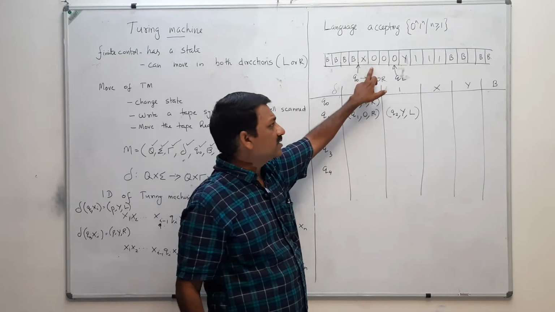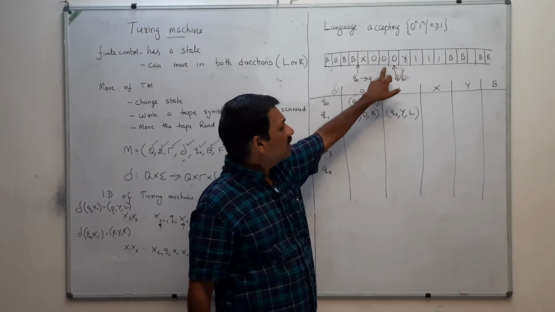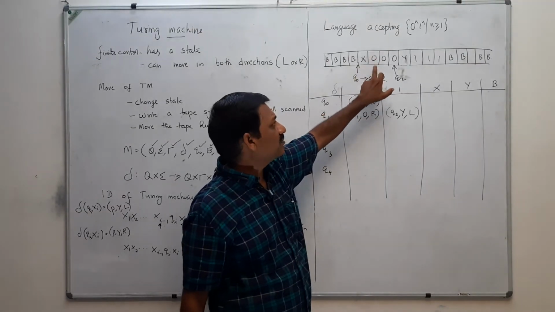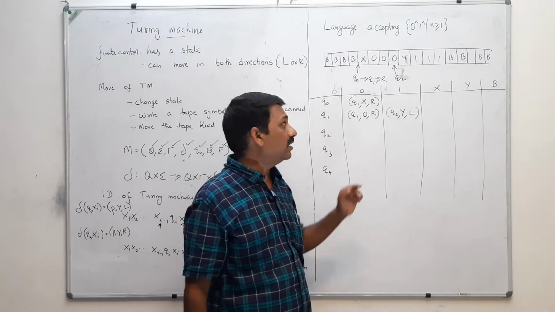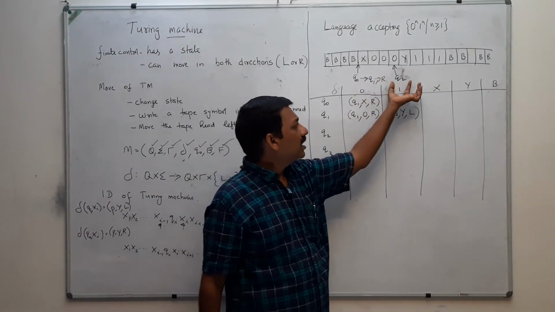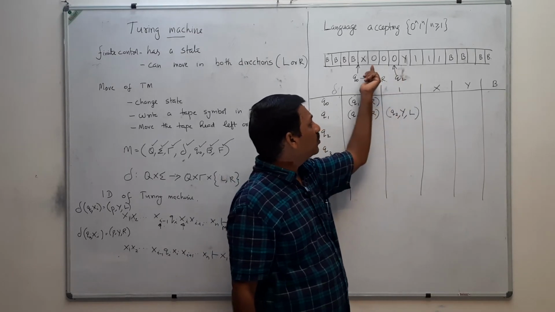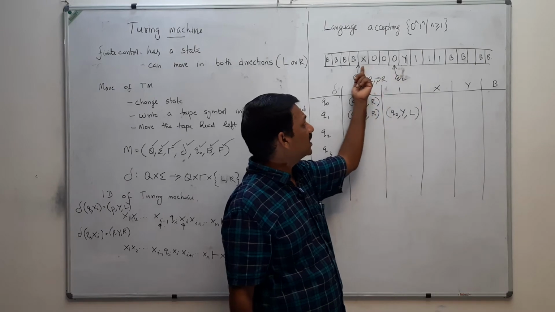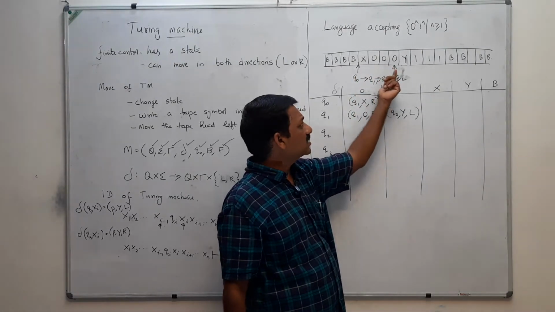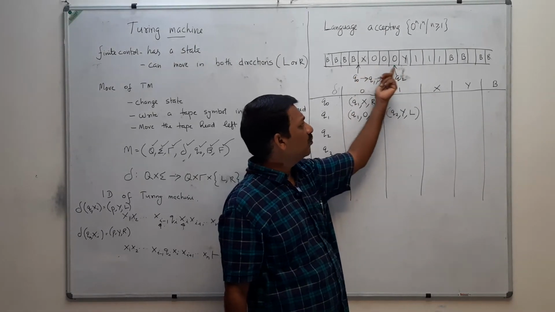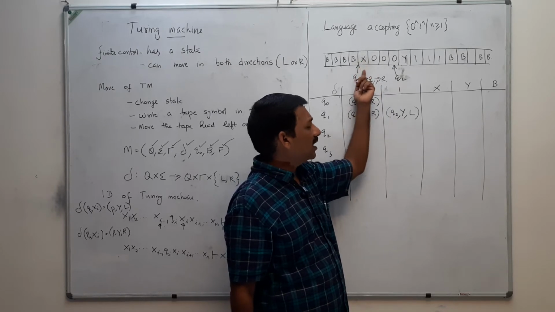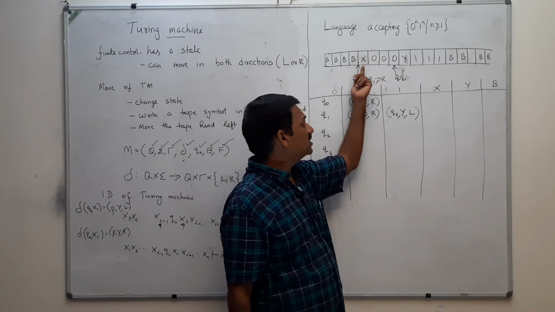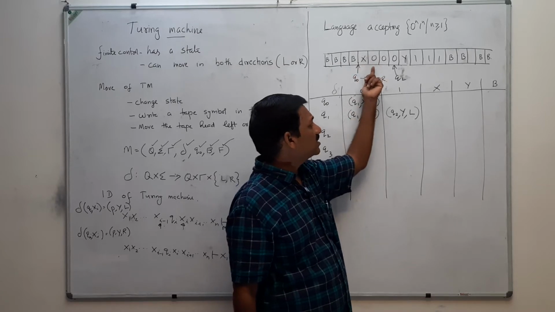It has to find the next 0. So skipping all the zeros, it reaches x. Once it reaches x, the next symbol is 0. There is no other way to find the leftmost 0, so it is scanning to the left, searching for the next x. Once it sees this x, the next symbol is 0.